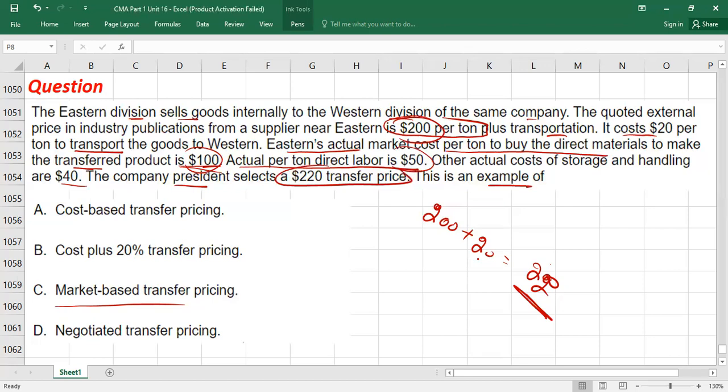Understood? So then they tell you it is cost-based transfer pricing. No, it is cost plus 20% transfer pricing. You can just check on your calculator. Is it 220 or not? Is it market-based transfer pricing? Because exactly 220 is your market price. It is not negotiated transfer pricing. Understood? So here we go.